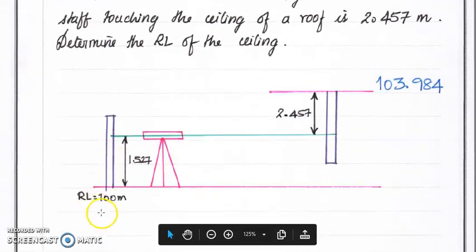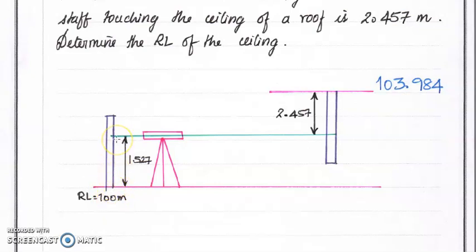Okay, so RL is 100 meter. Consider this is the benchmark, 100. Then 1.527, this is the backside reading, the first reading. Then RL 100 plus 1.527, that is the RL of the line of sight. Okay, to get the RL of this place, this is a ceiling.